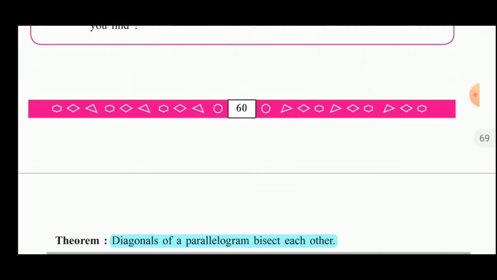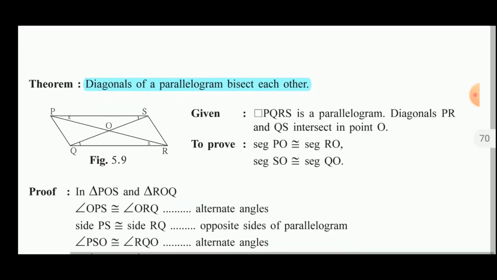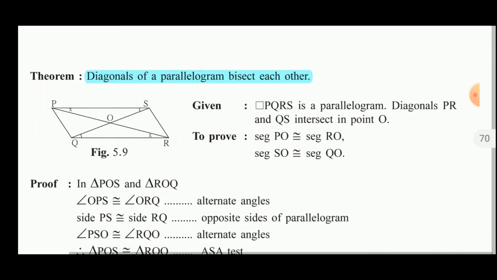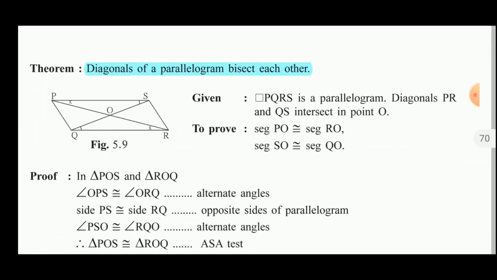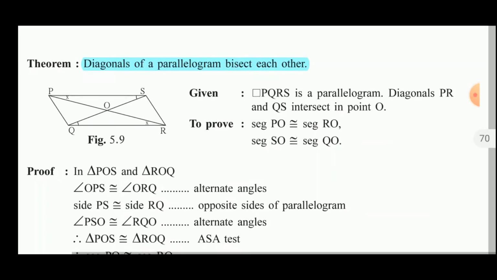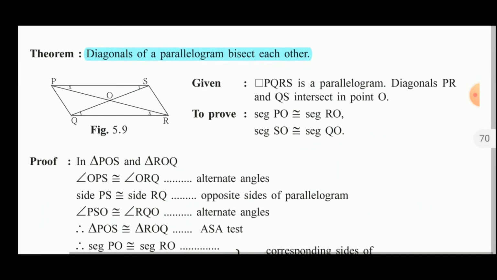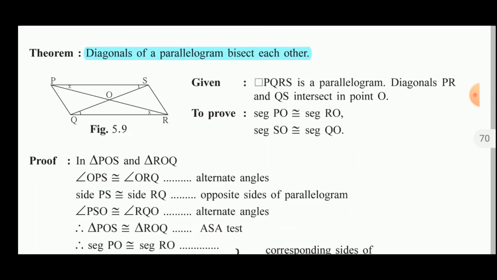Now the next theorem you see here: diagonals of the parallelogram bisect each other. Here it is given quadrilateral PQRS is a parallelogram. Diagonal PR and diagonal QS intersect in point O. So now we have to prove that segment PO is congruent to segment RO and segment SO is congruent to segment QO.